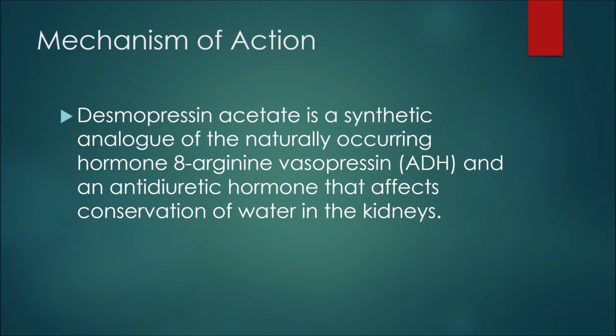So the first thing to discuss here would be the mechanism of action, or how this medication works. So desmopressin acetate is a synthetic analog of the naturally occurring hormone 8-arginine vasopressin, or ADH, and is an antidiuretic hormone that affects conservation of water in the kidneys.